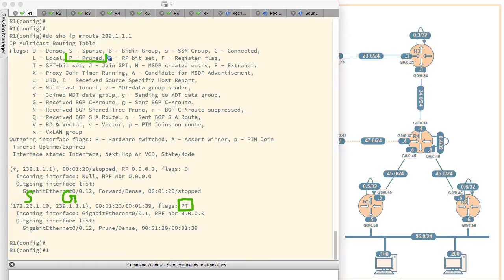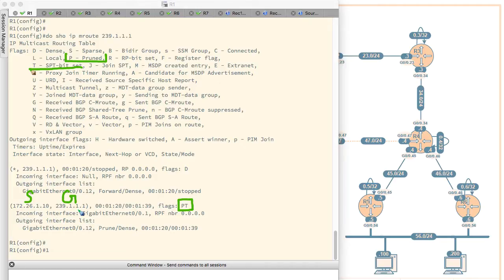T stands for, and I cannot locate T here. It should literally just be the shortest path tree, but I am having a hard time looking at it. So T, right here. That should have been easy, but the SPT bit is it. That means it is literally just on the shortest path tree, which makes sense. It's an S,G entry, so it makes sense that it is on the shortest path tree.